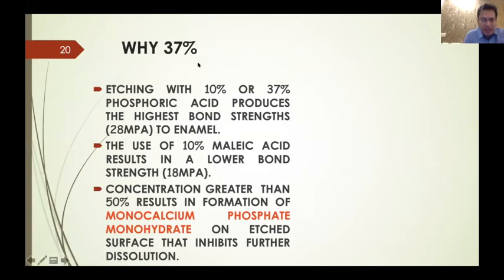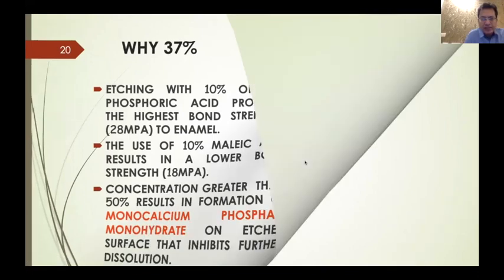Well, 10 to 37% phosphoric acid gives the highest bond strength. If we were to use more than 50%, what is the harm? The harm is formation of monocalcium phosphate monohydrate. What it does is that it doesn't allow further dissolution, so the penetration of the enamel rods will not happen to the depth we want to give adequate bond strength. Malic acid has been suggested by some, but the bond strength is lower compared to phosphoric acid.